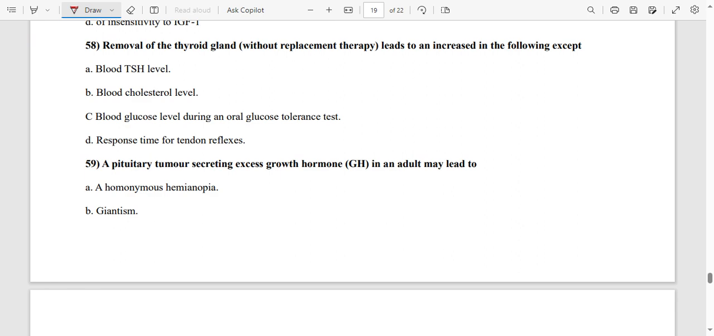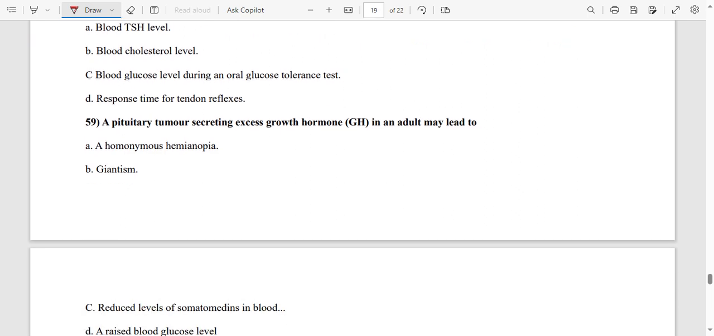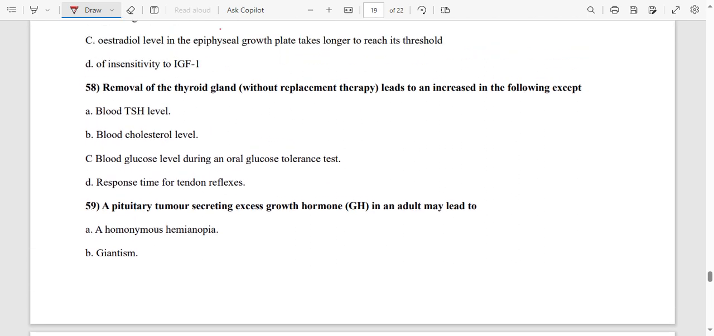Removal of the thyroid gland without replacement therapy leads to an increase in all of the following except: blood TSH level, blood cholesterol level, blood glucose level during an oral glucose tolerance test, response time for tendon reflex. Which one would you pick?